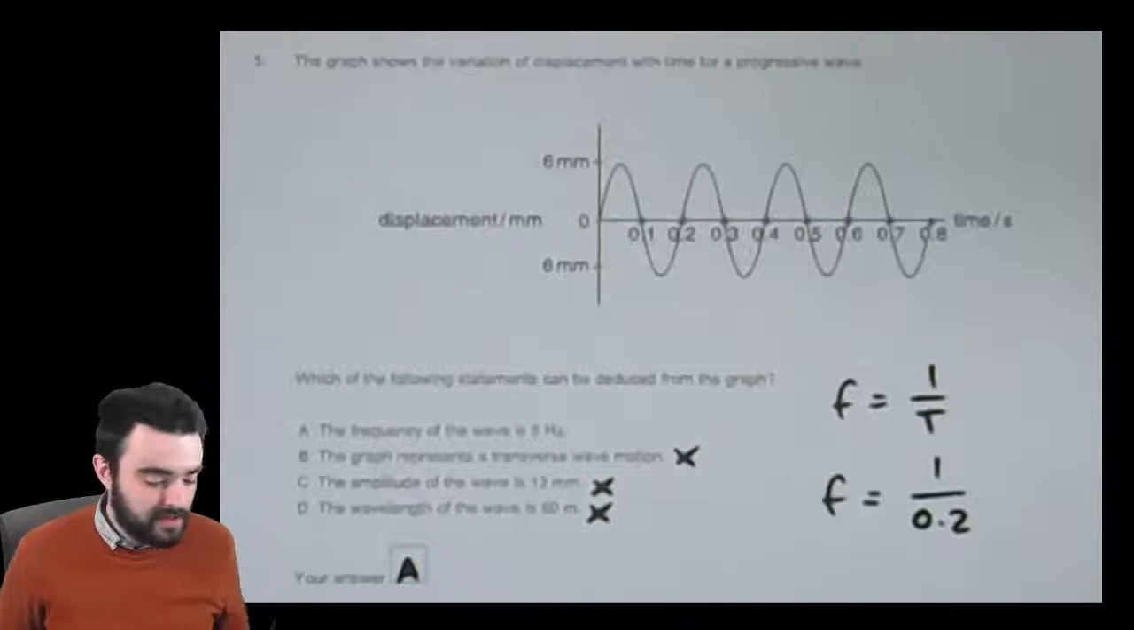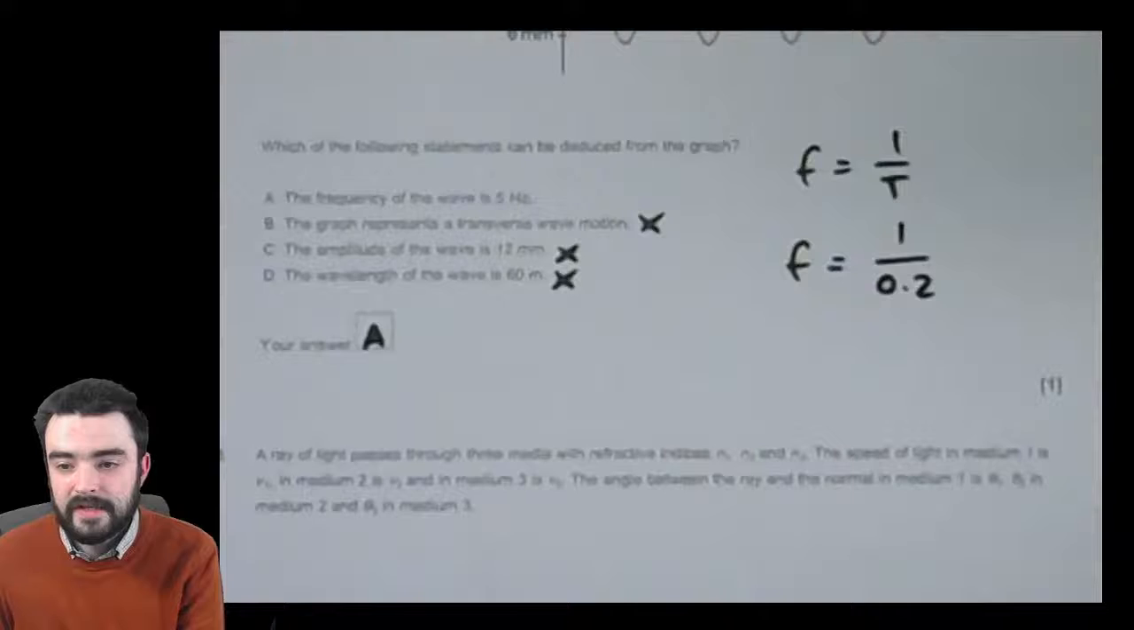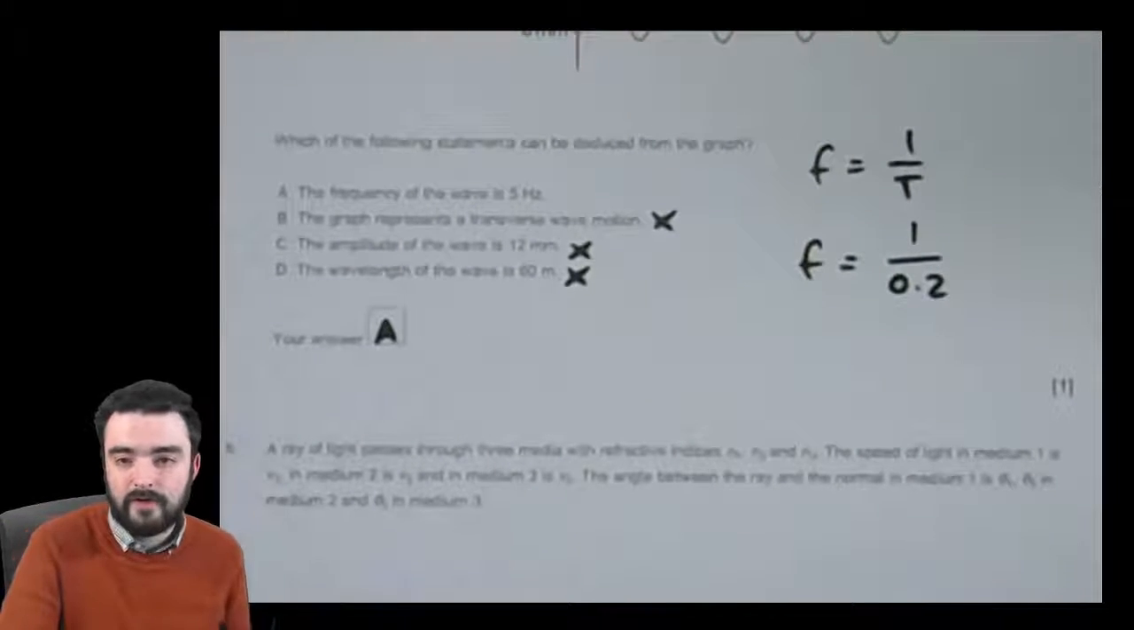So this next question goes over the page. So I'll just read this and then we'll look at the next section. Hopefully you've got yours in front of you.